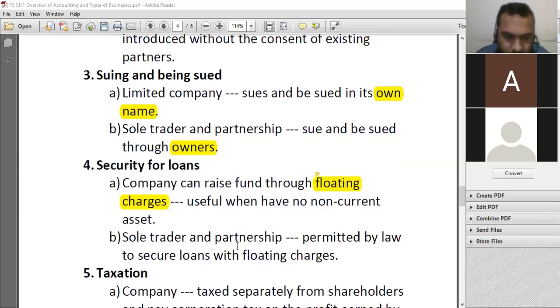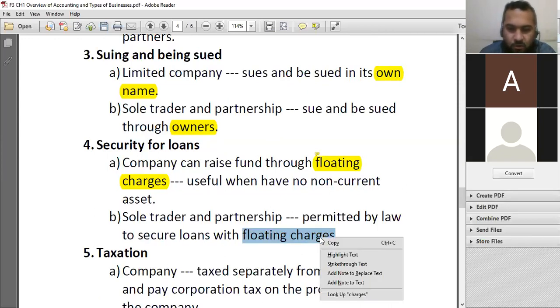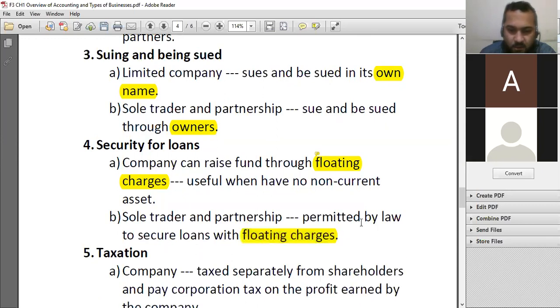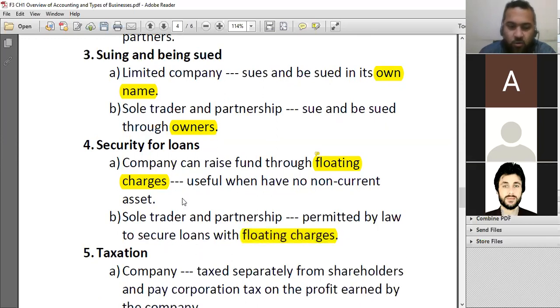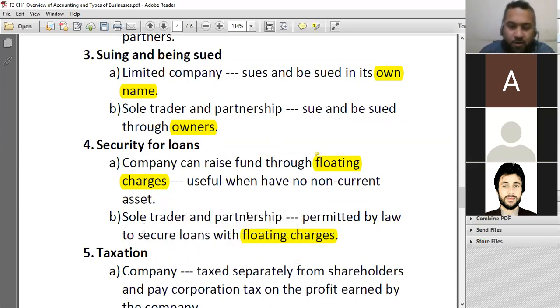Sole trader and partnership, they are not permitted by law to secure a loan through floating charges. A company can use floating charges, but a partnership or sole trader cannot take a loan that way. They must always have non-current assets.